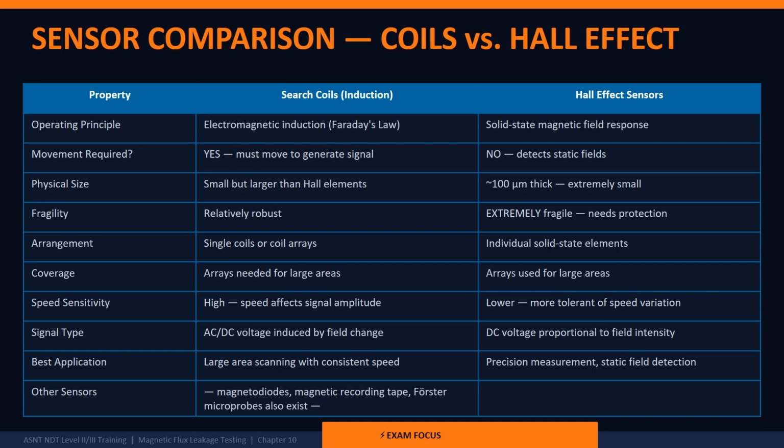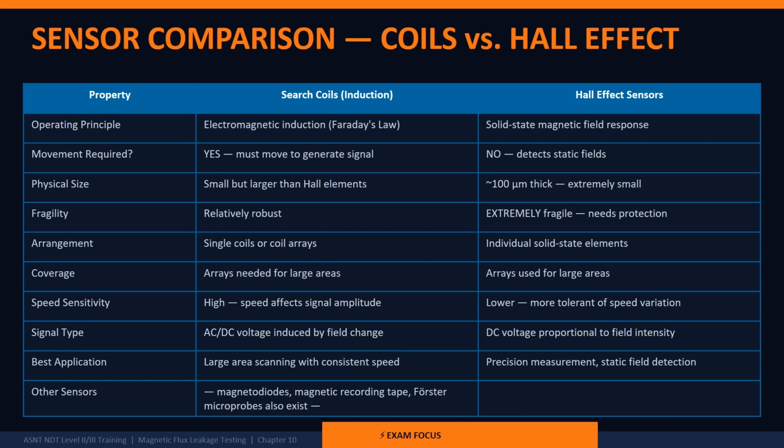That difference is critical. Exam tip. Many Level II candidates answer this incorrectly. Question: what is the major advantage of Hall effect sensors over coils? Correct answer: they do not require movement to detect flux leakage.